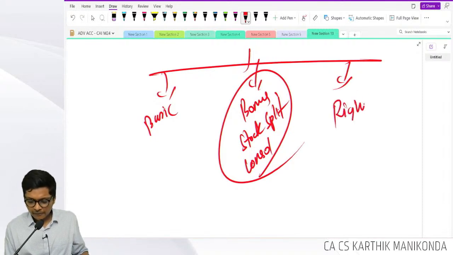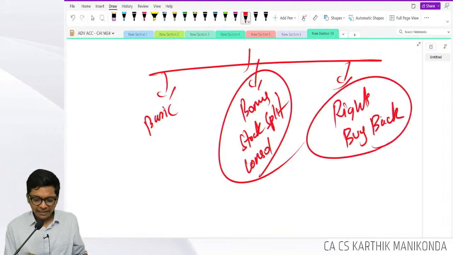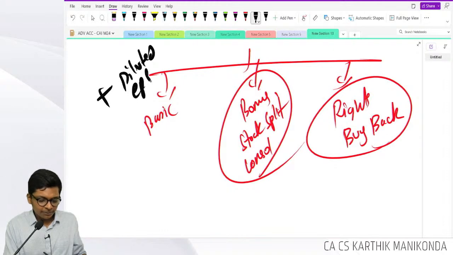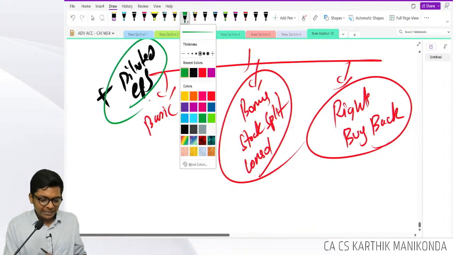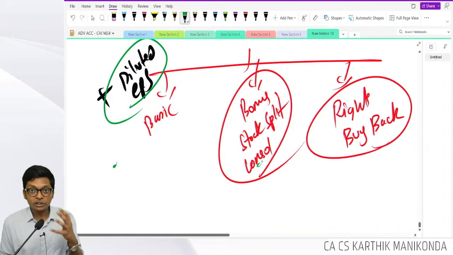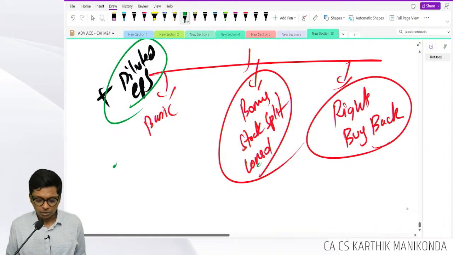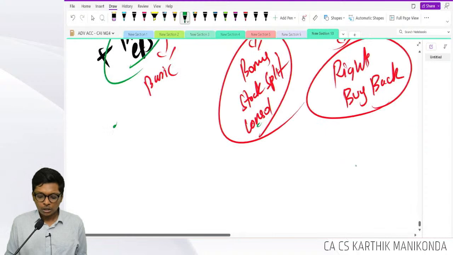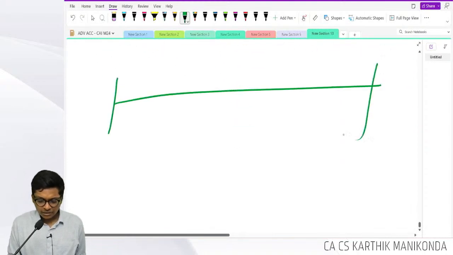Then we have rights and buyback, and then we also have diluted EPS. I am not discussing diluted EPS over here. We are focusing on the sum which is in the RTP over here. Now, if you look at rights, just to give you a logic as to why we do this.